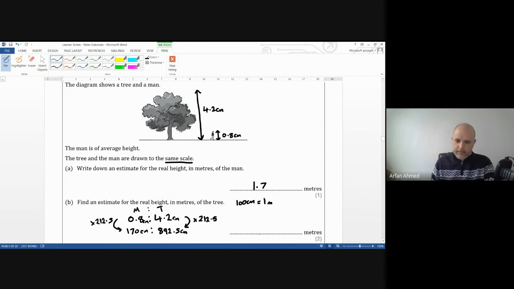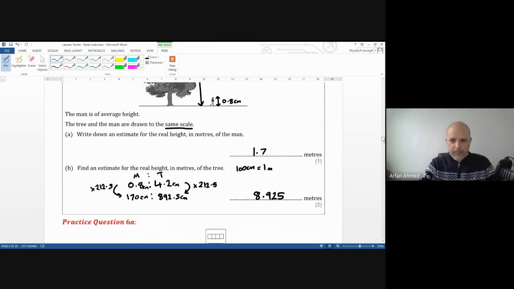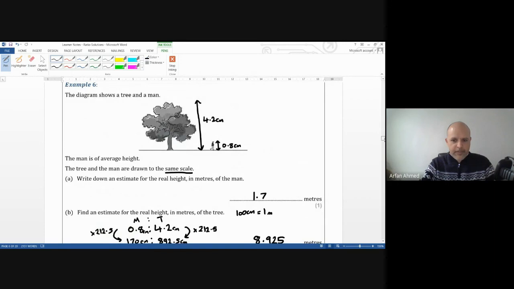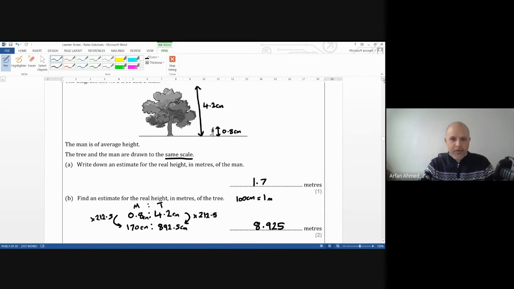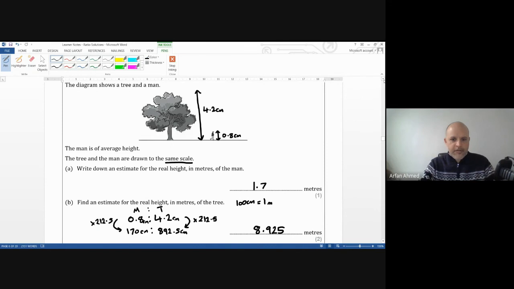This will definitely be on the calculator paper, by the way. 8.925. And again, in the exam, they'll give you a bit of leeway. If you got between probably about 8.8 or 9.2, you'll get roughly about 9 meters as your answer. So don't be put off by questions like these. They're a bit weird, but that's all it is. Obviously, if it's mentioning anything to do with scale, you're going to need one of these.